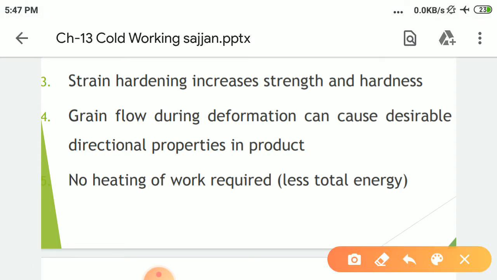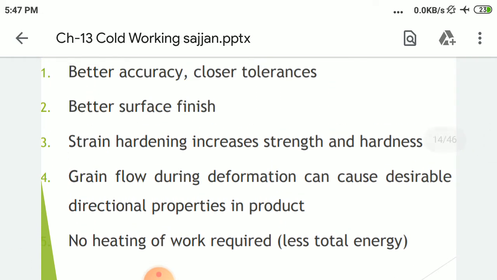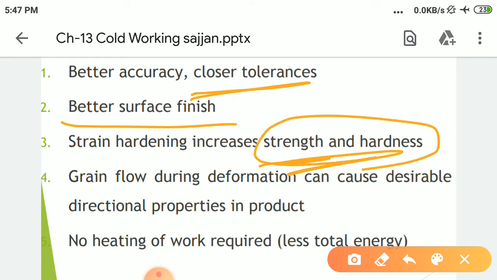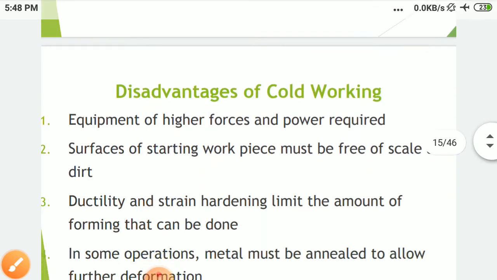Let me point out all these important points. First one is good dimensional tolerance. Second point, better surface finish. Third point, good strength and hardness. Fourth point, directional properties. And fifth point, no heating required. Okay, now come to the disadvantages.